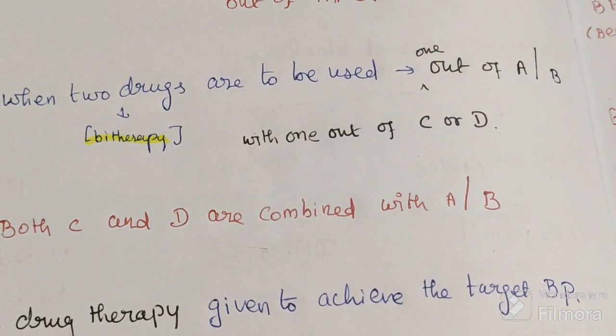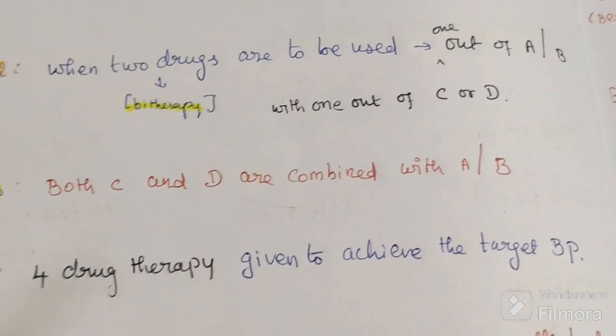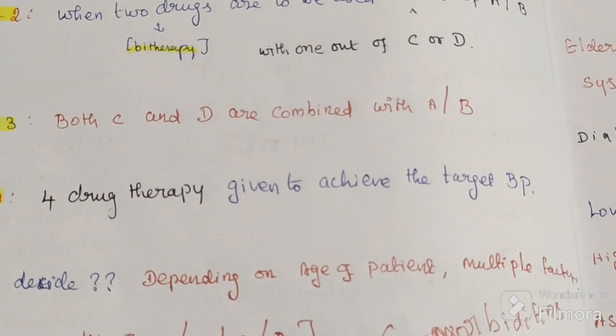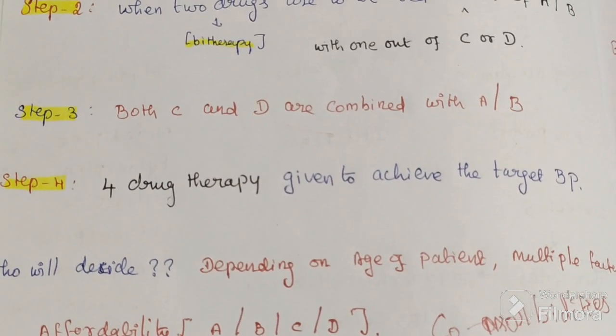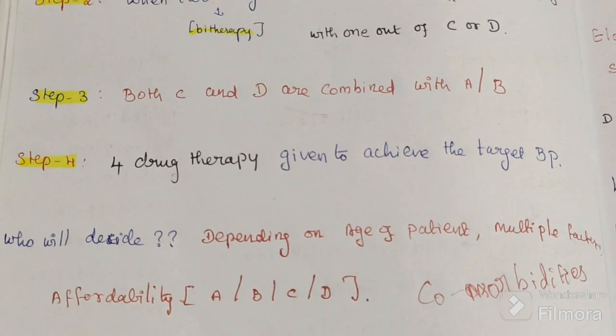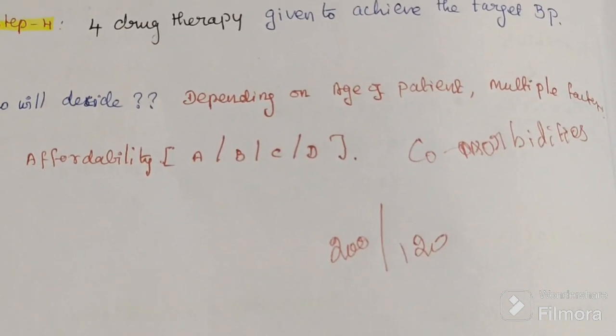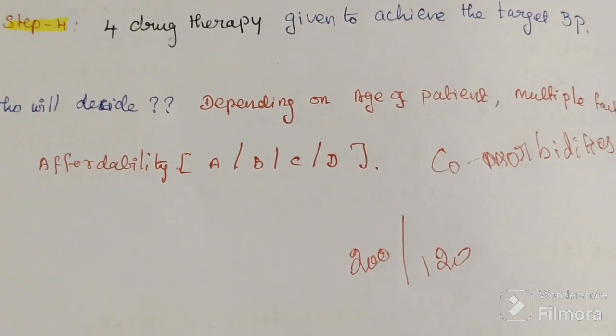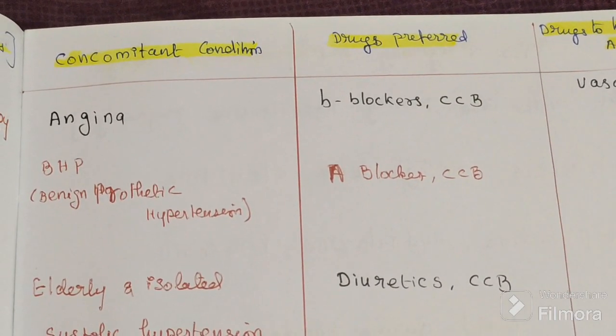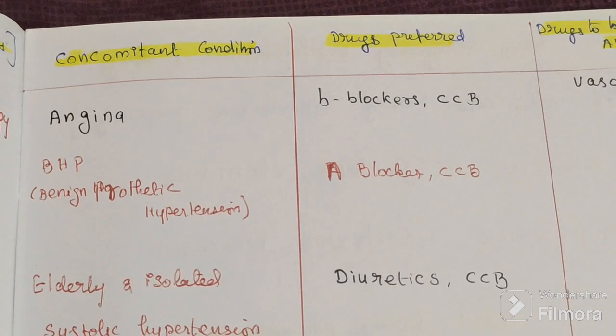This one is malignant hypertension. In malignant hypertension we give four drugs together, A, B, C, D together. So malignant hypertension is 200 by 120. So the doctor should know the contraindications.